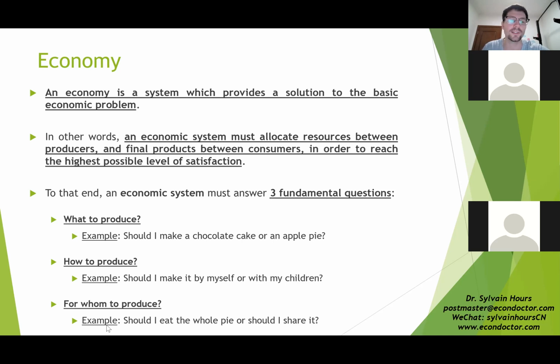You can illustrate it very simply with an everyday example. What to produce: chocolate cake or apple pie. So you determine the output mix, essentially. How to produce: this is about the production process, because there are often several ways you can combine the resources. Should I make it by myself or with my children? For whom to produce? All right, who's going to eat the pie? Should I eat the entire pie myself, or should I share it or give some of it to my neighbor? So this is not about the resources, this is about the output.